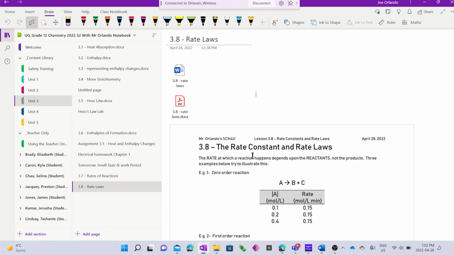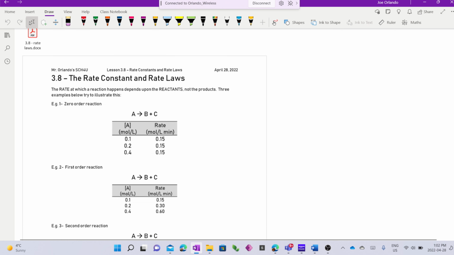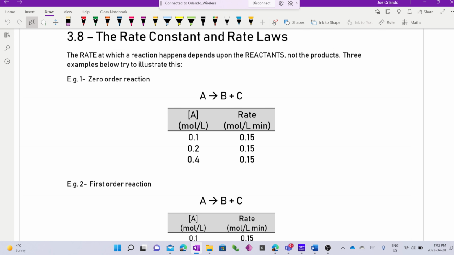So, today's lesson 3.8, the rate constant and rate laws. And this is straight grade 9 math. Table of values, find the rate of change, talk about it. I don't like grade 9 math. So look here. I want to note something.